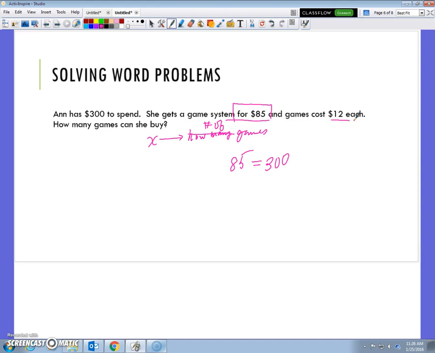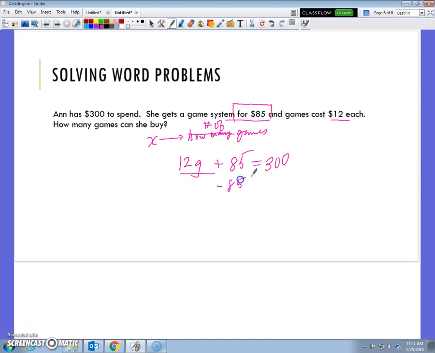We don't know how many games we can buy unless we figure this out. We're going to find what we can add to the 85. That's going to equal 300. But each time I add a game, I'm not actually adding a game. I'm adding $12 times the game, because we're talking about money, finances. So every game I add, I'm adding another $12. If I have one game, it's $12 more. If I had 2 games, it's $24 more, and so on. So the situation can be represented by 12g plus 85 equals 300.